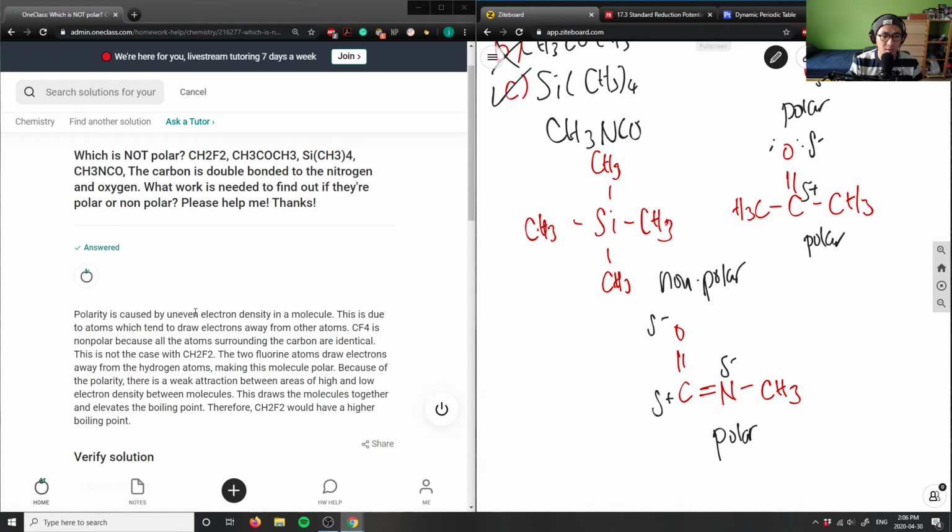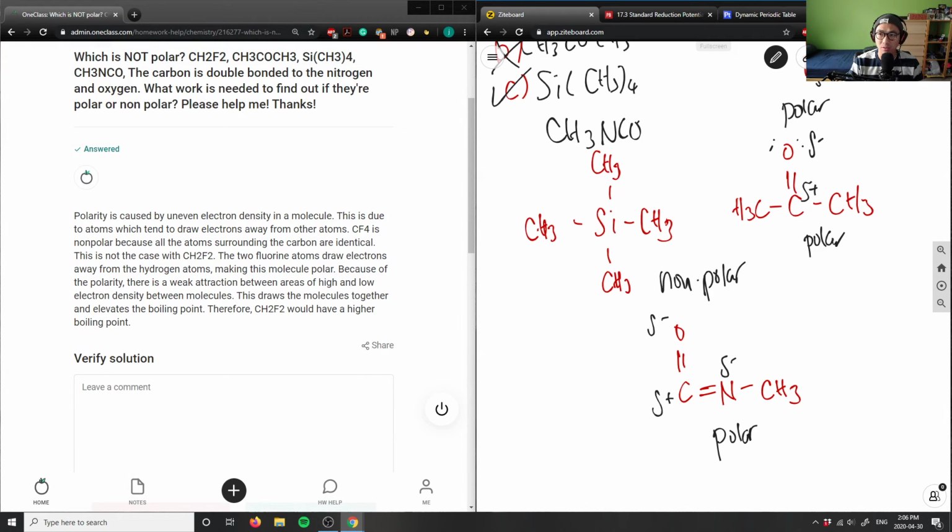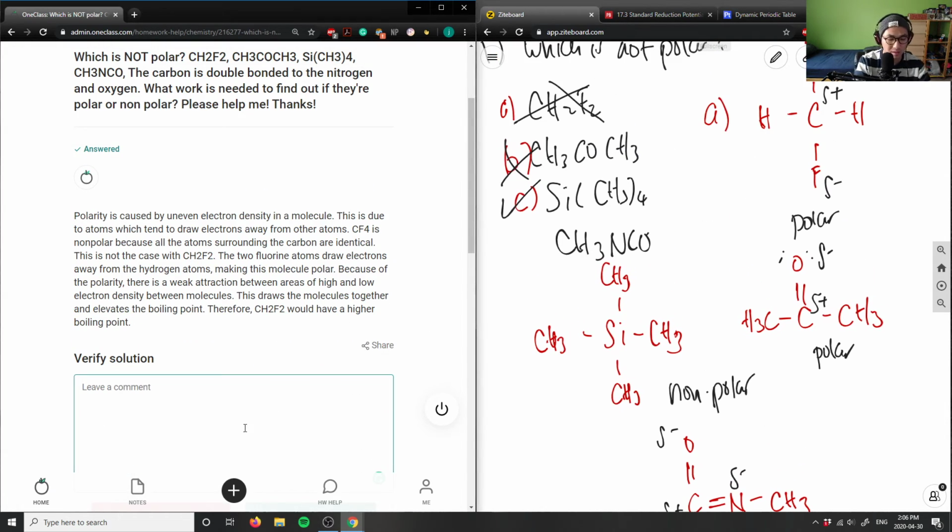So polarity is caused by uneven electron density. That's good. CF4 is non-polar because all of the atoms surrounding the carbon are identical. This is not the case with CH2F2, and therefore it has a higher boiling point, but that doesn't really describe our correct answer here. So I'm going to say this is an incorrect solution or incomplete solution.